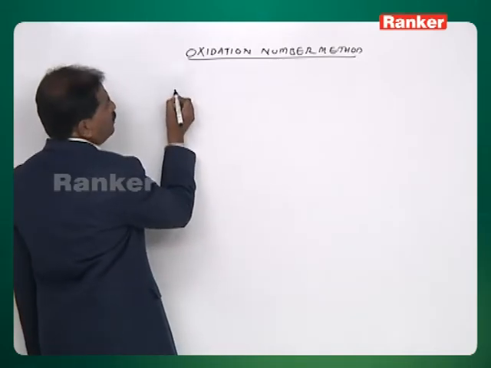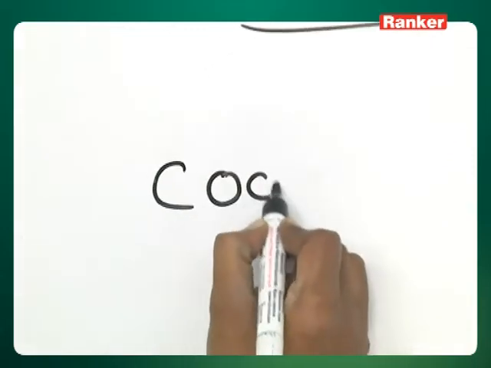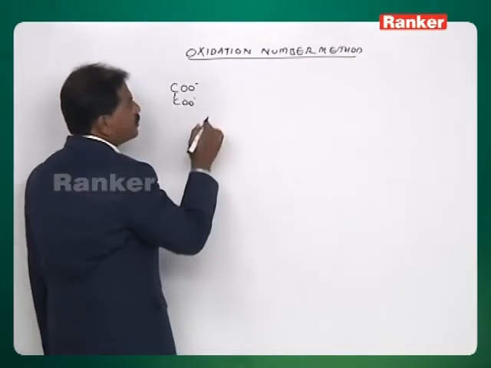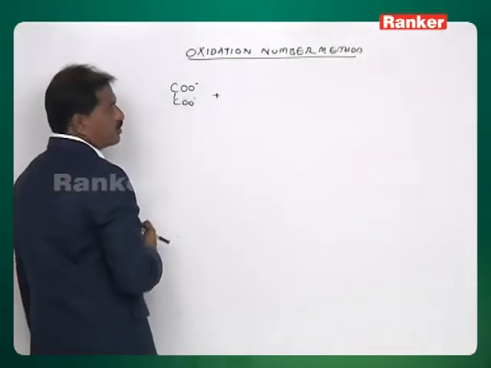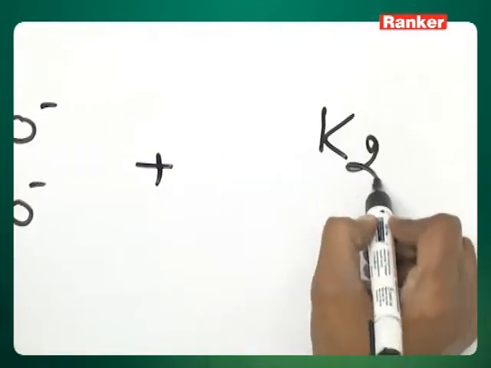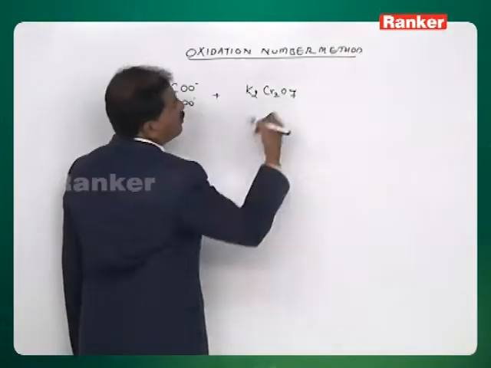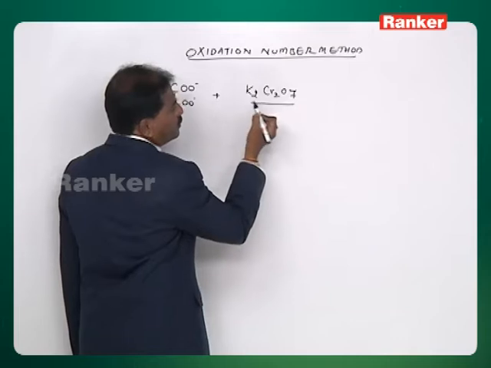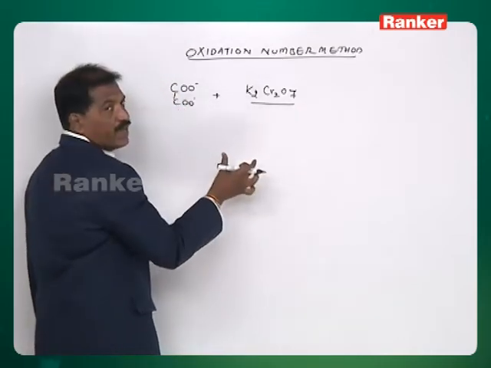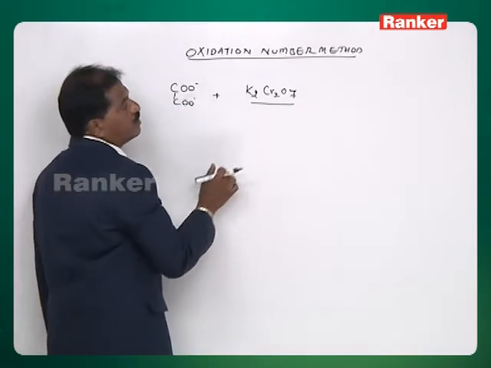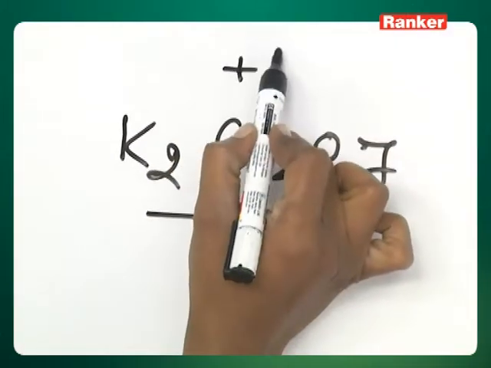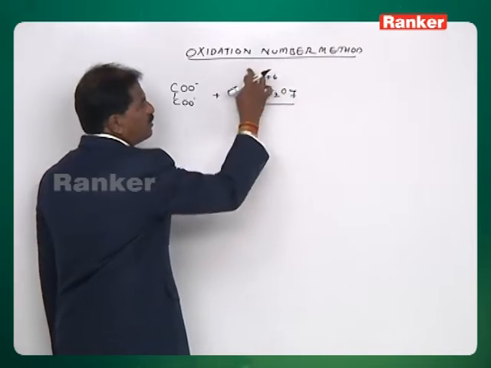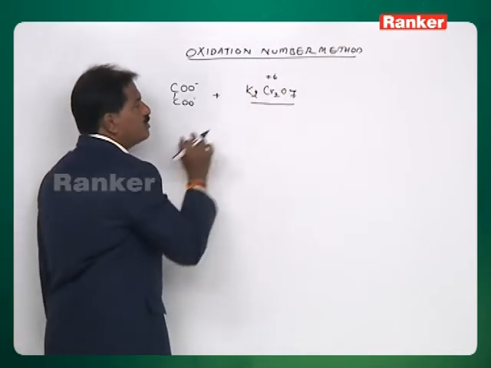So let us take oxalate. This is oxalate. Next, let us take potassium dichromate. This potassium dichromate will always act as the oxidizing agent because the oxidation state of the central atom, that is chromium, is +6. Hence, chromium will always gain electrons. Hence, potassium dichromate will always act as the oxidizing agent.